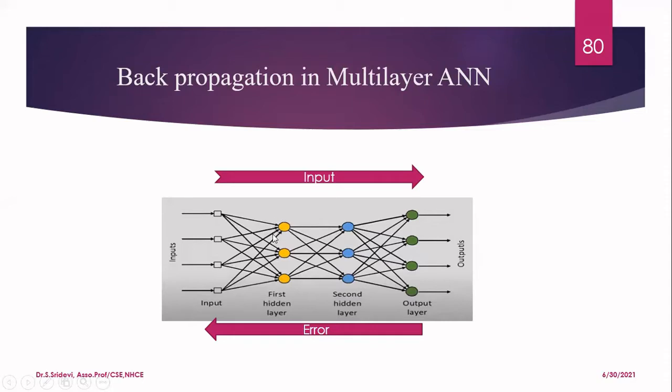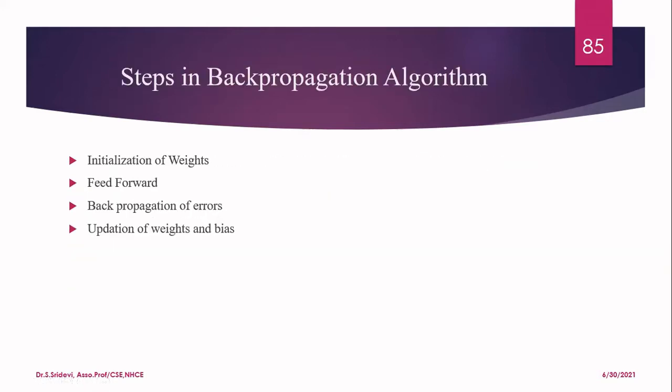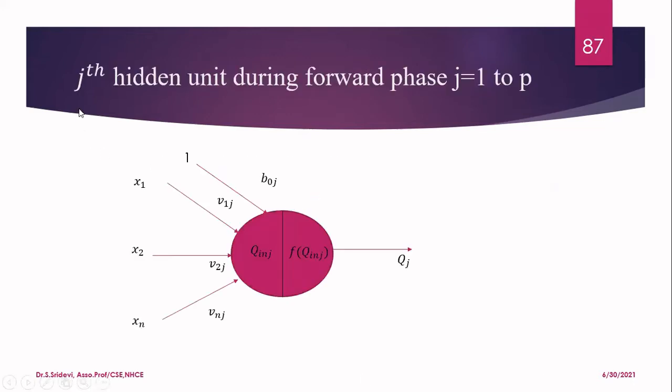Now, if you consider the hidden unit, from where it is receiving its input, the first hidden layer unit will be receiving the input from the input unit. Okay. Then it will be sending it to the next unit. That can be either another hidden layer or an output layer. So we are going to consider a simple network with one input layer, one hidden layer, and one output layer. Now I'm going to consider the jth hidden unit during the forward phase. Here I assume j varies from 1 to p. That is, I'll have p neurons in the hidden layer.